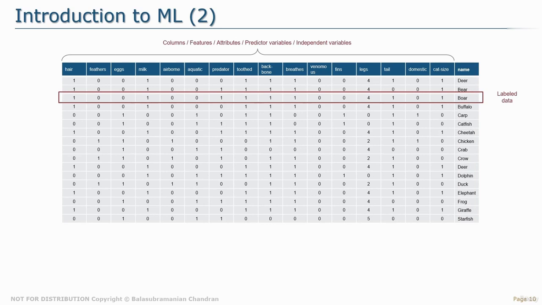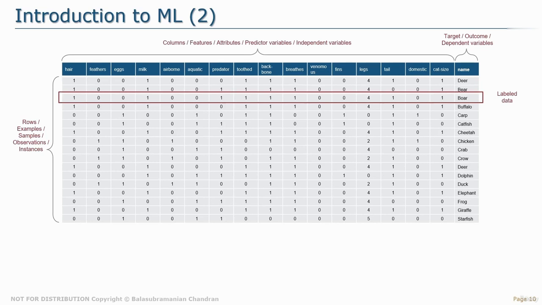The n-1 columns are called the columns or features or attributes or predictor variables or independent variables. And the last column is called the target or outcome or dependent variable, which we are trying to predict based on the independent variables. The rows in the table are called the examples, samples, observations, or instances. I will be using these words interchangeably throughout this course.